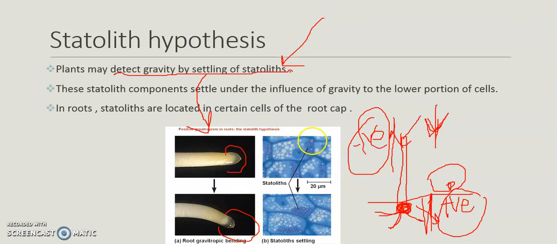This is how the statoliths are present in the cell. This is a vertical plant when it is planted in the ground. But to understand how the plant detects gravity, they have made the vertical plant horizontal, like this.